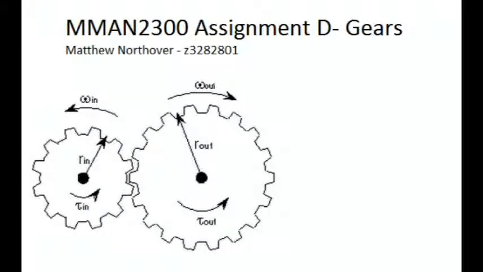Hello, my name is Matthew Northover, and today I will be presenting a short video explanation of the Engineering Mechanics 2 topic of gears. This video will go through a short introduction to gears, followed by an analysis of some important constraints, considerations, and equations that are important in gear analysis. I will then present a simple gear-based problem to help with understanding and revision of this topic.